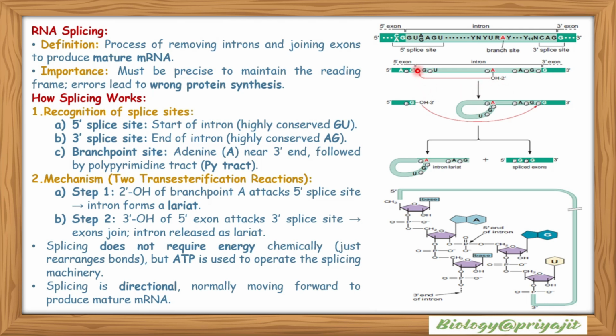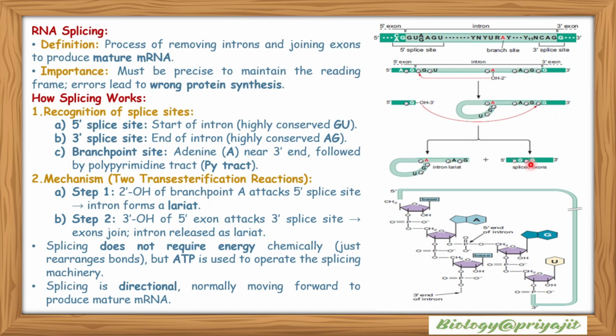This will attack the 5' splice site and form a lariat-like structure. Step B, or step 2: the 3' OH of the 5' exon attacks the 3' splice site, then the exons join and the intron is released as a lariat. The introns have been released as lariats, and this is the 5' exon and this is the 3' exon. They have been joined together.